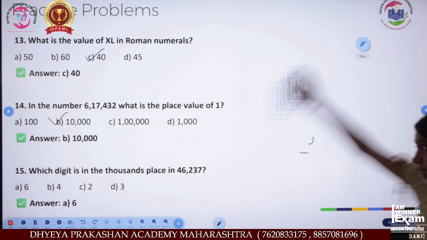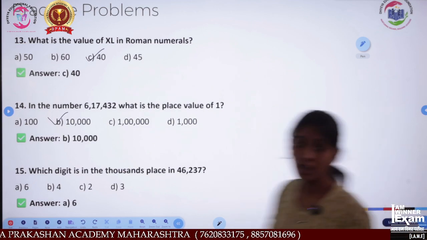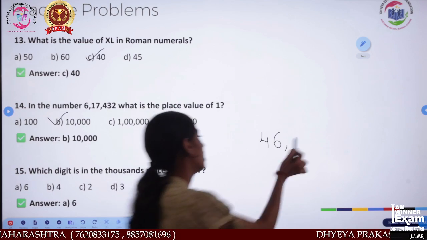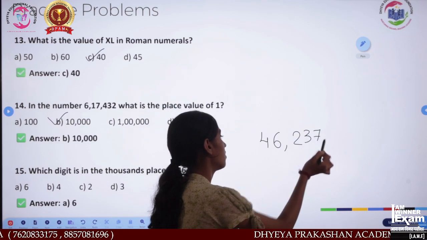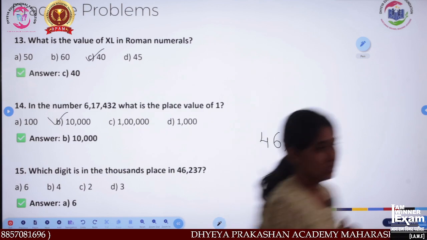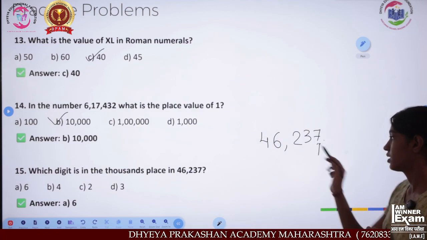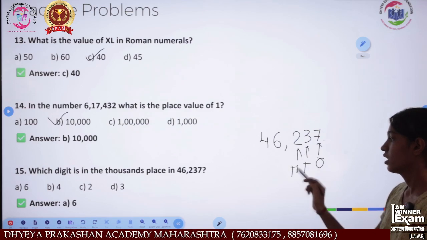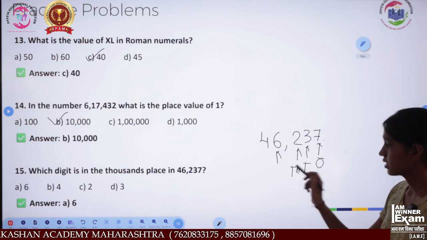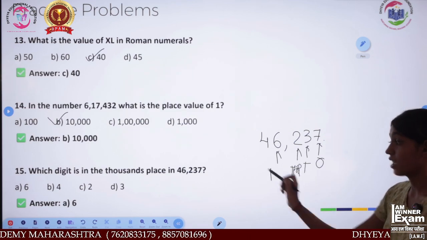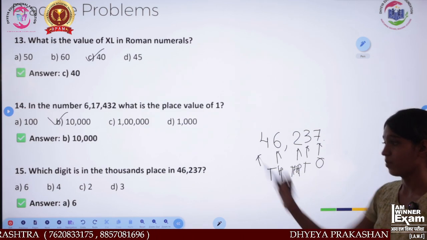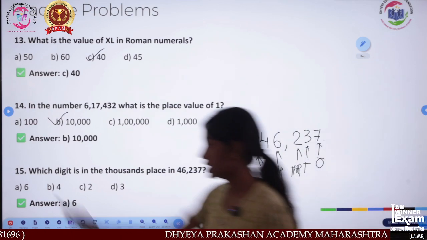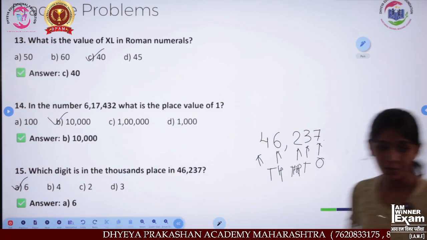Which digit is in the thousand place? They ask which digit is in the thousand place. 46,237. Which number comes at the thousand place? This is at ones, this is at tens, this is at hundreds, this is at thousands, this is at ten thousands. And what do they ask? The digit in the 1,000 place. That means 6. Option A is the correct option.